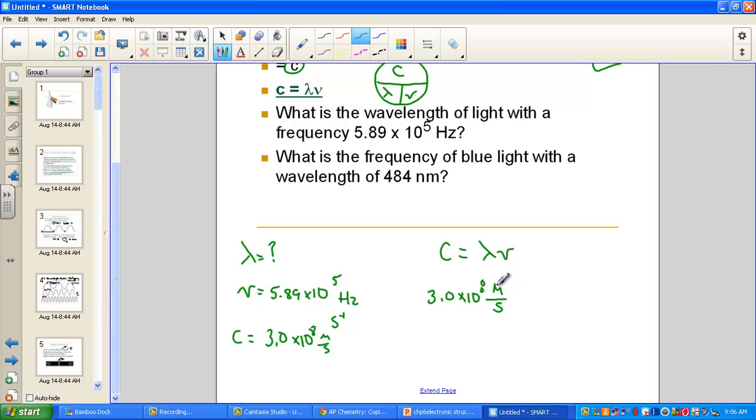It's worth remembering that since the speed of light constant is in meters, our answer will come out in meters for wavelength. And if I'm given wavelength, I must be sure that wavelength goes into our problem as meters. So 3 times 10 to the 8th, I'm solving for lambda, and nu is given to us as 5.89 times 10 to the 5th power per second, or hertz. Lambda will be solved for by taking c divided by frequency.